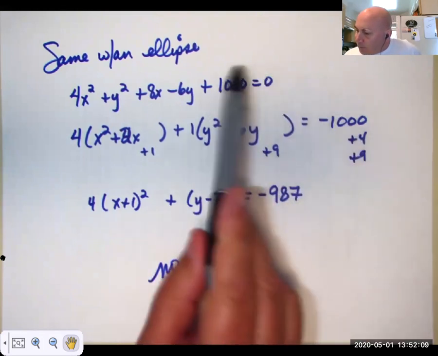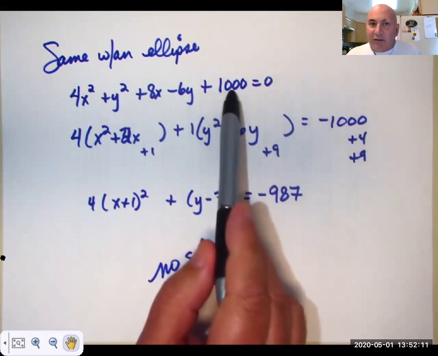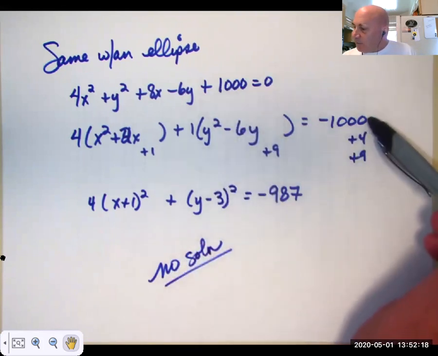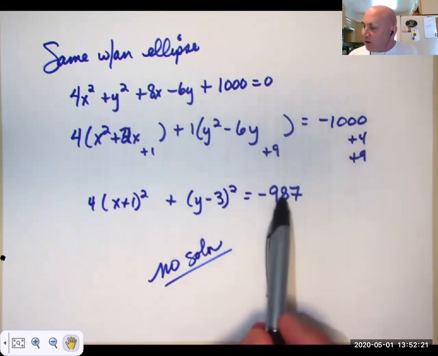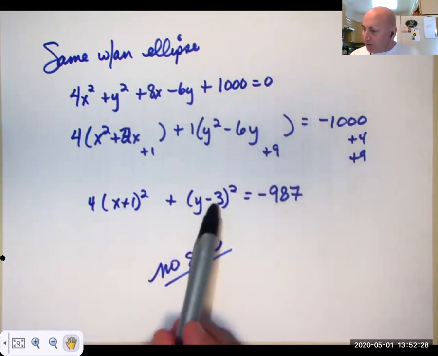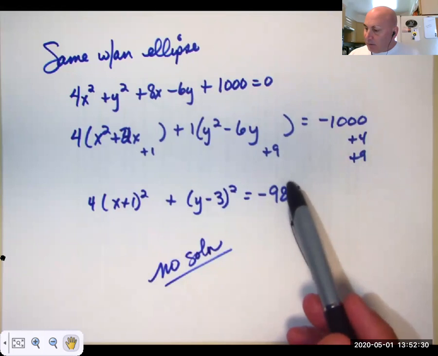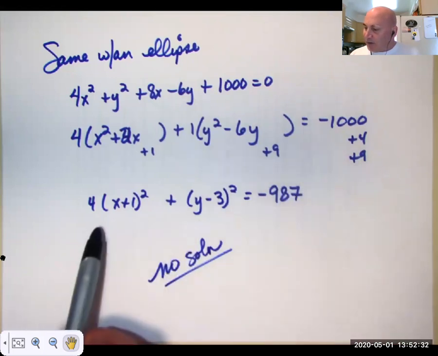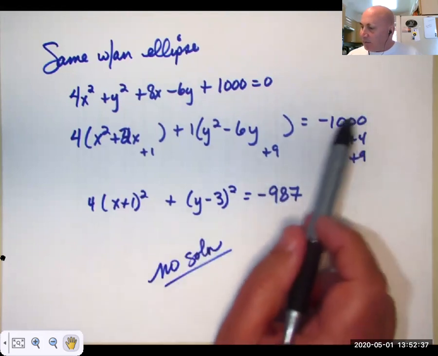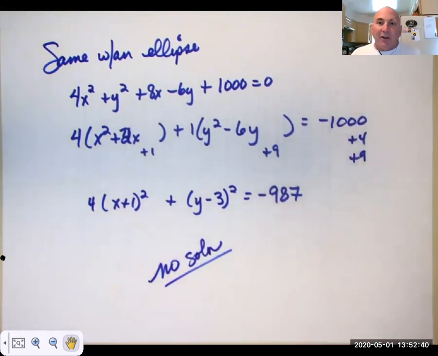If this were plus 13 instead of plus 1,000, if it were exactly equal to 13, this would be a negative 13 here. We'd add 13 would be 0. This would be 0. Then we would have a point, a degenerate ellipse. It would be the point -1, 3. And you could see that would be 0. This would be 0. This would be -13 plus 13 would be 0. Yeah, it would be a point.